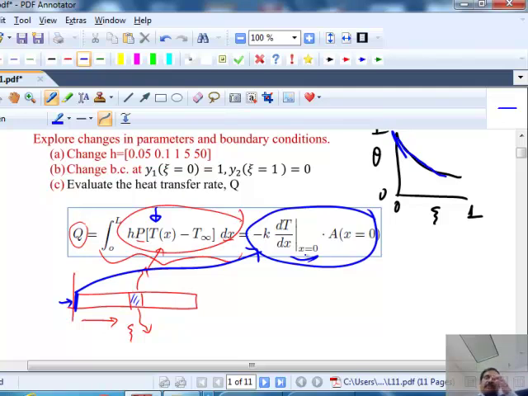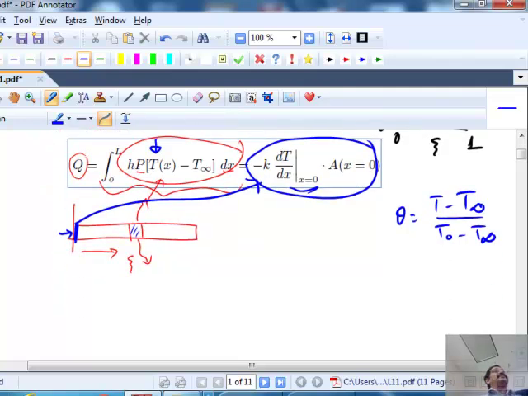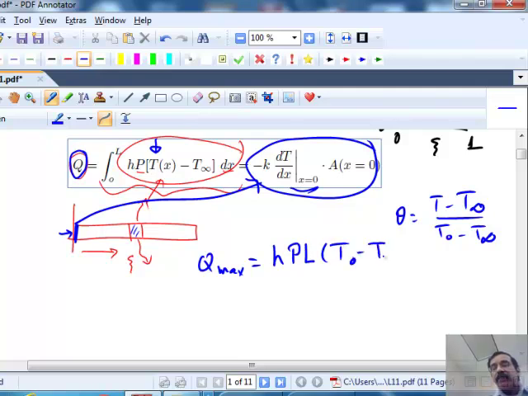But the only problem at this stage is that the temperature profile we have obtained is in terms of a dimensionless temperature variable. That is, theta is defined as T minus T infinity divided by T naught minus T infinity. We did that so that it scales nicely between 0 and 1. Okay, so we now need to define an efficiency as the actual amount of heat that is transferred, given by this expression, divided by the maximum amount of heat that can be transferred from that fin. So I'm going to define this concept of Q max. The maximum amount of heat that can be transferred from the fin to the surroundings is going to be given by H times P times L times T naught minus T infinity.